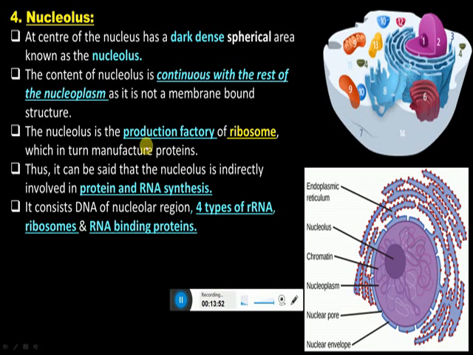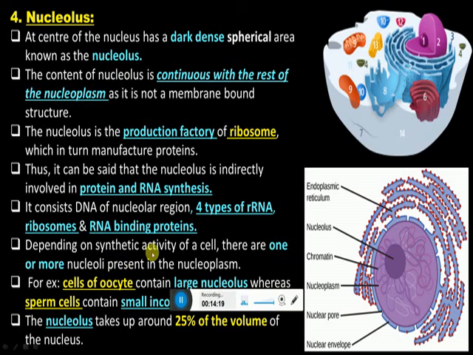The nucleolus is the production factory of ribosomes, which in turn manufacture proteins. Ribosomes later produce the protein. Thus it can be said that the nucleolus is indirectly involved in protein synthesis and RNA synthesis. It consists of DNA of the nuclear region. 4 types of rRNA are produced. Ribosomes are produced and RNA-binding proteins are produced.